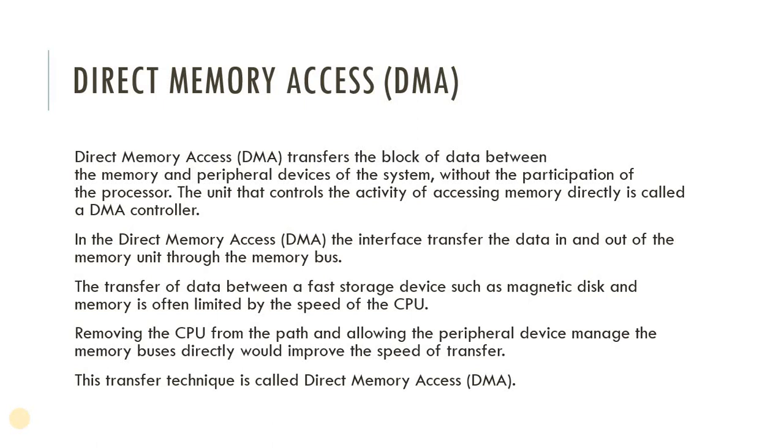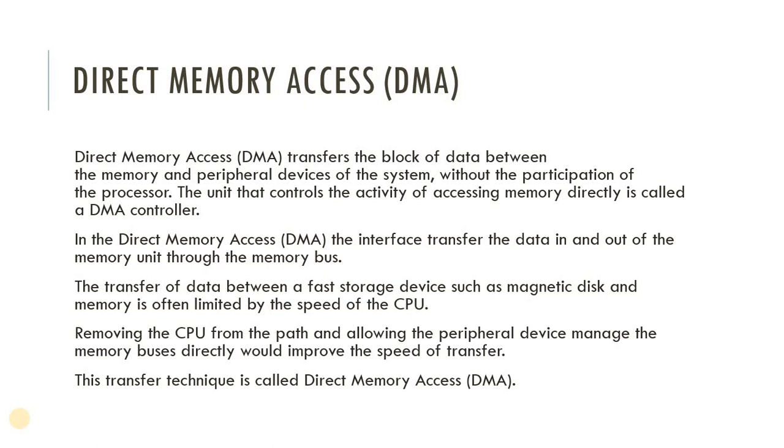Direct memory access transfers the block of data between the memory and peripheral device of the system without the participation of the processor. The unit that controls the activity of accessing memory directly is called the DMA controller. In the previous two approaches, we transfer the data between the I/O device and the memory with the help of the CPU. But here in the DMA, we are transferring the data between I/O and memory without the help of the CPU.